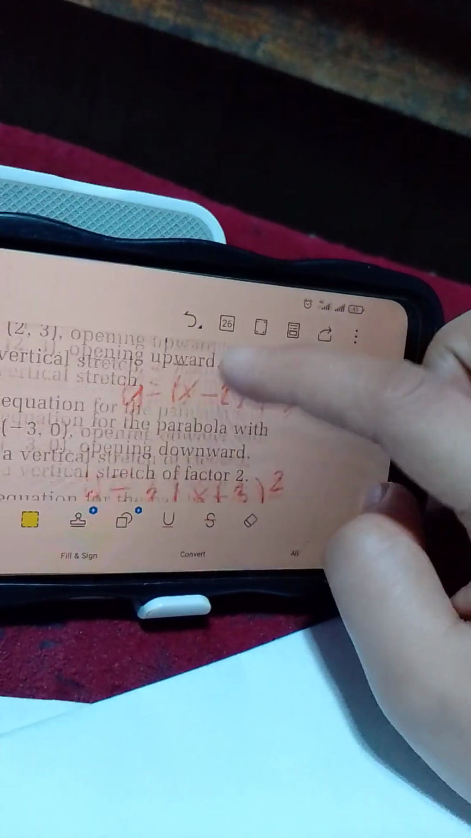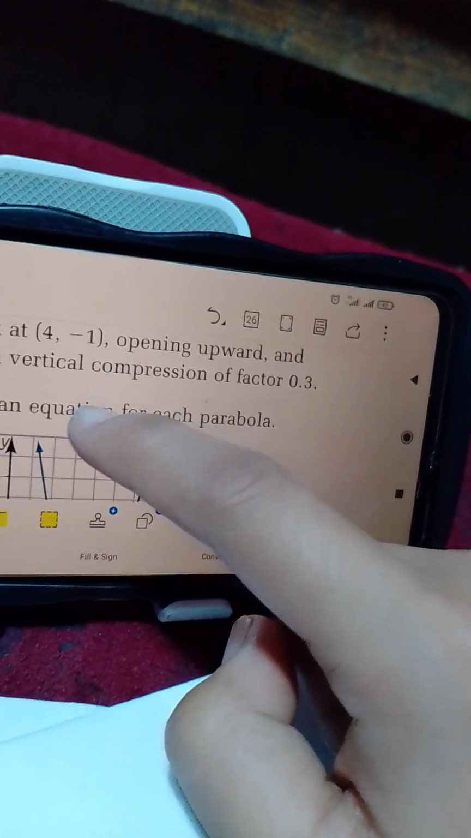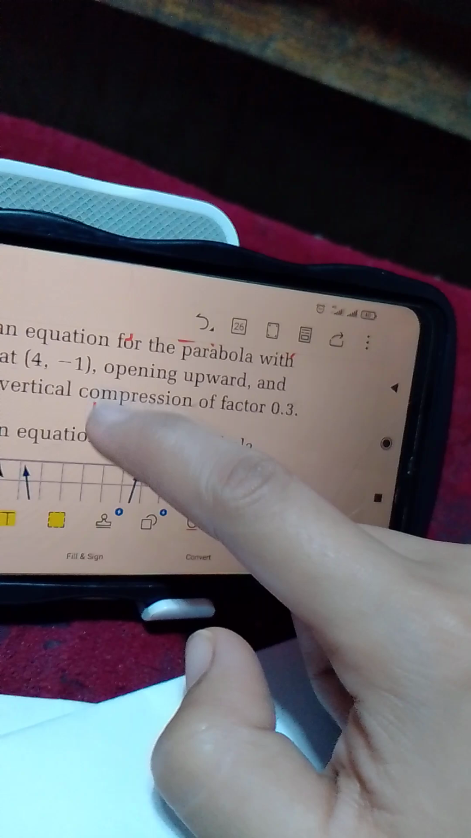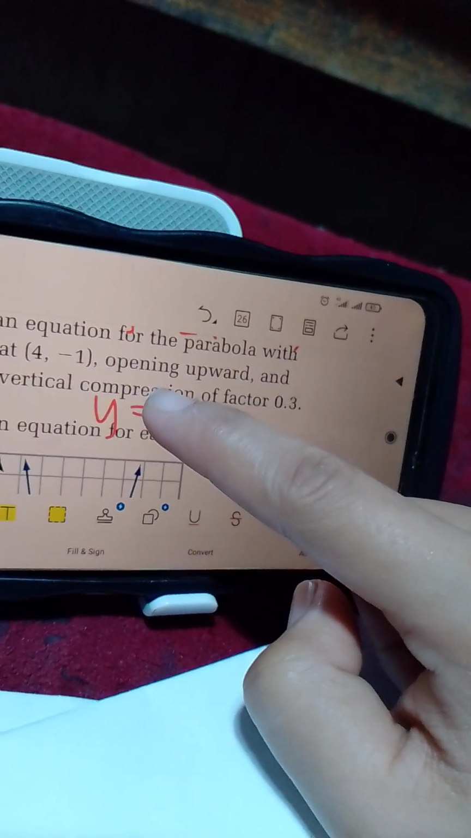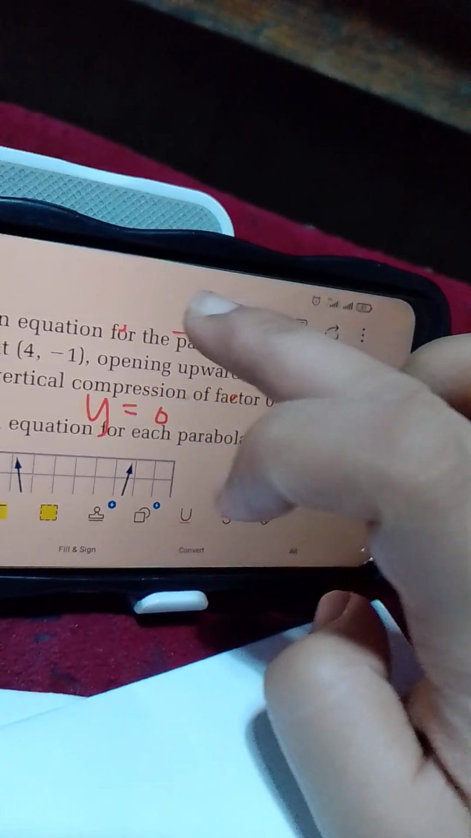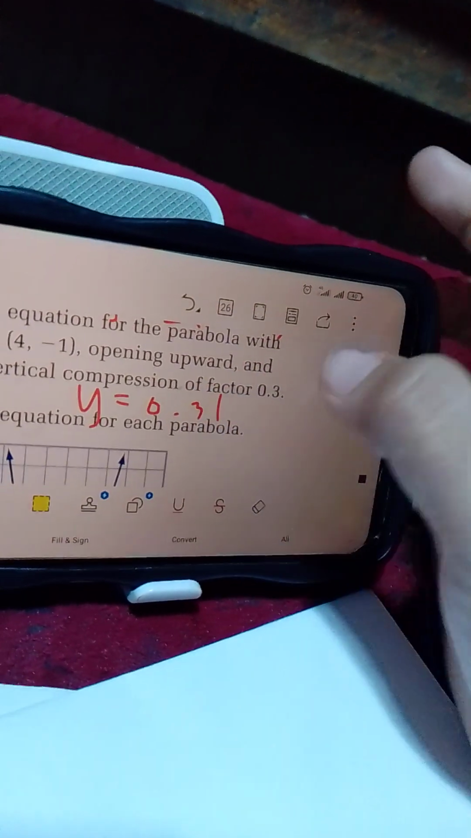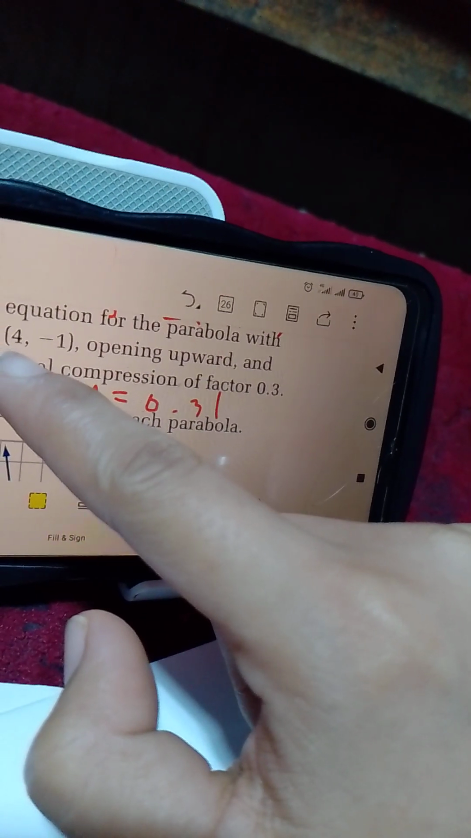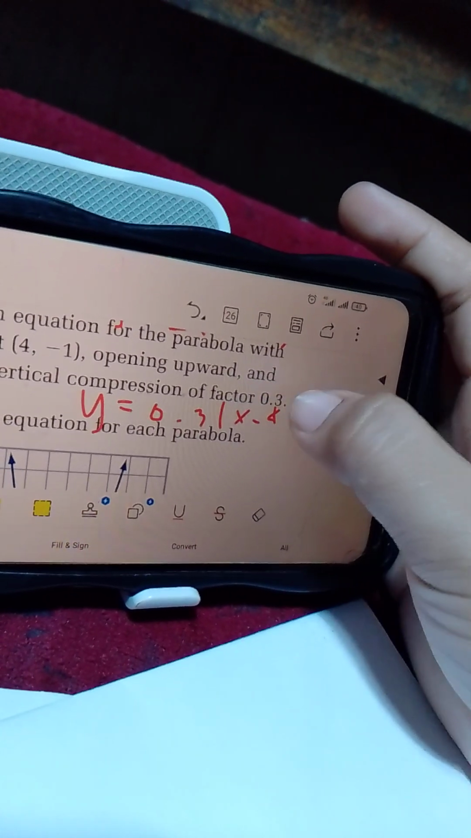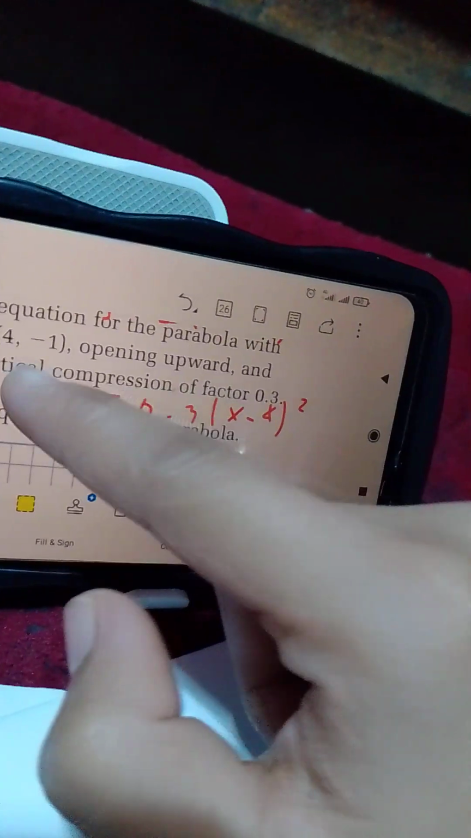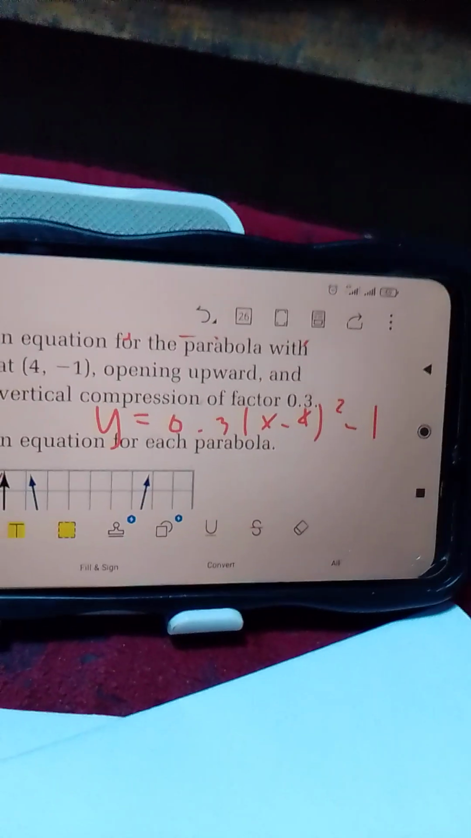Next, write an equation for the parabola with the given vertex. The compression factor is 0.3, so we have y equals 0.3 times (x minus 4) squared. Since it's -1, we have minus 1. That will be the equation.